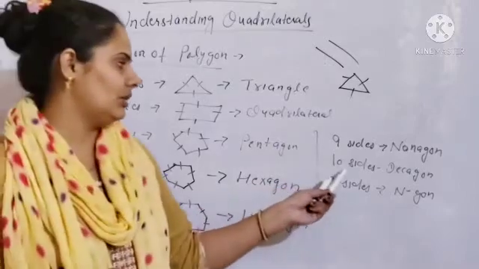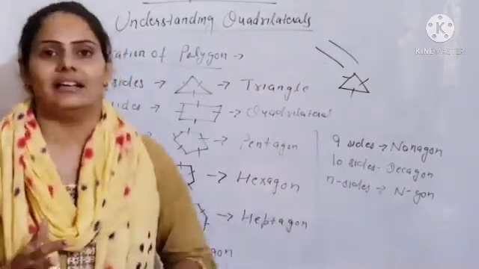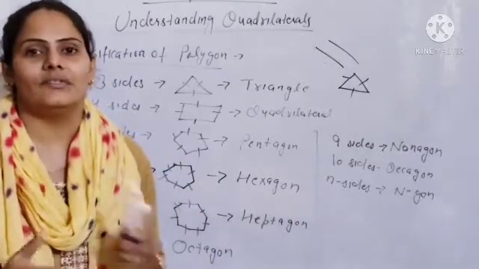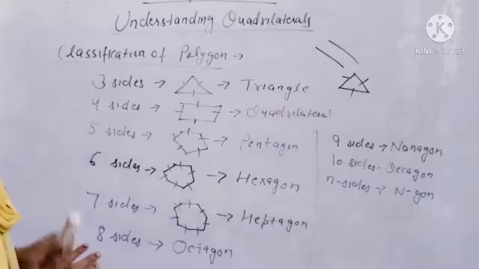Till 10 we know the names. After that, if the number of sides is n, you can say n-gon: 12-gon, 13-gon, 15-gon, 16-gon, like that. Clear? So this is the classification of polygons.